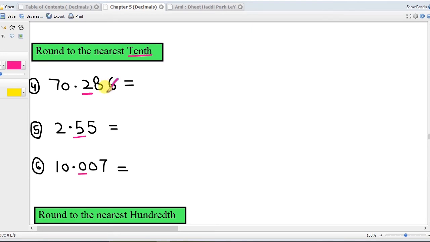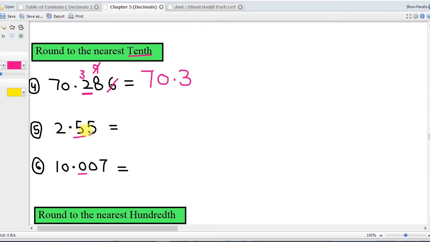So this is 6, greater than 5, add 1 to the previous number. When I add 1 it will become 9. So now this is 9. 9 is greater than 5, so cancel this 9 and add 1 to the previous number. So this 2 will become 3, right? Since we have to round it to the nearest tenth, we need not round it further. So our new answer becomes 70.3. I hope you are getting the concept.